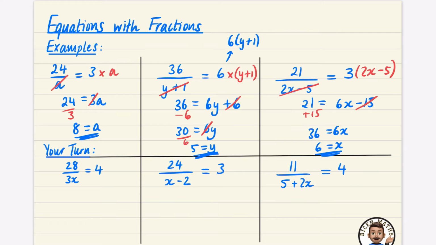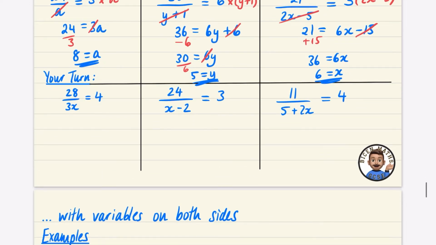You don't have to do these bits in red. So you can see here I just divided by 6. You might want to start doing that. So 3 questions for you to have a go at. See if you get the same answer as me. Pause the video here.